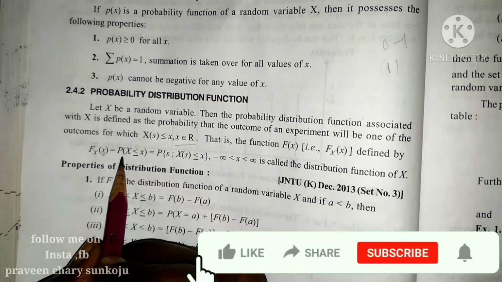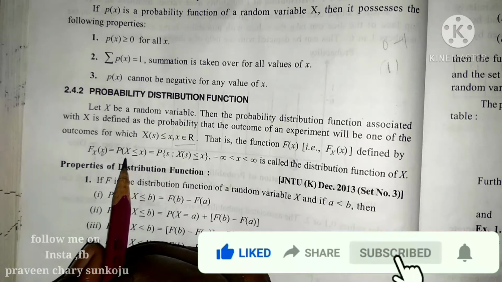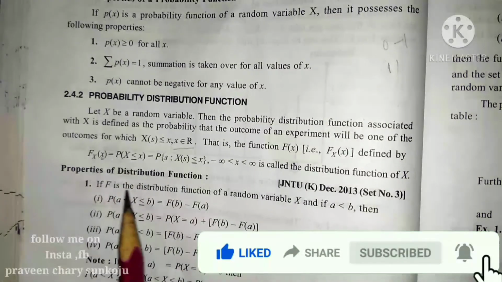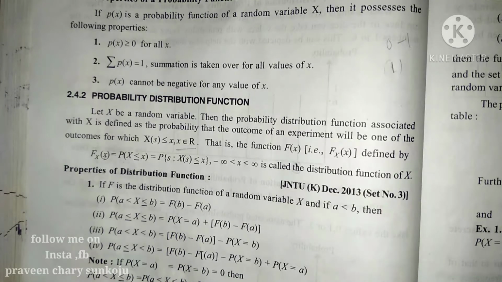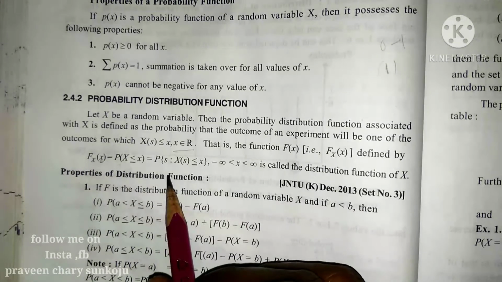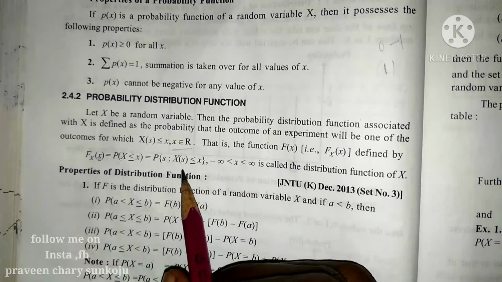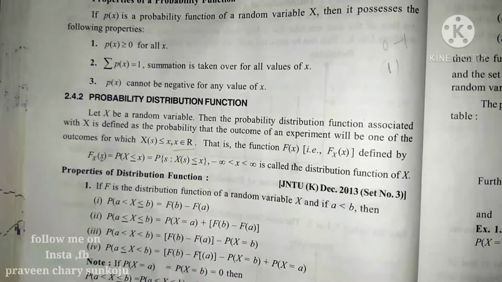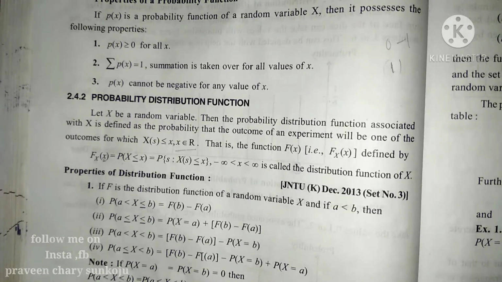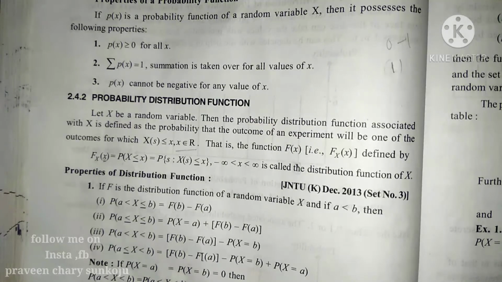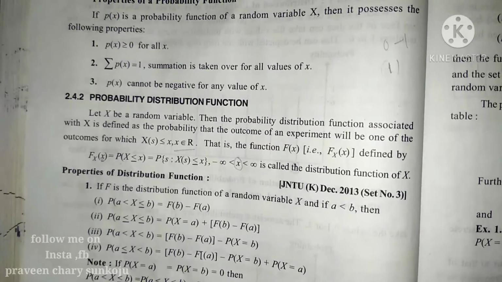F of x is equal to the probability of the random variable X being less than or equal to x. It can also be written as the probability of the sample space element s such that X of s is less than or equal to x. Here the distribution lies between minus infinity and infinity. The value of x can be any value between minus infinity and infinity.